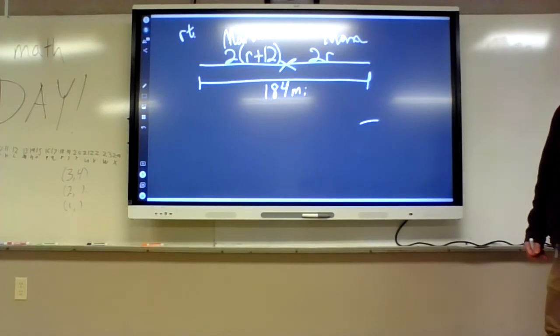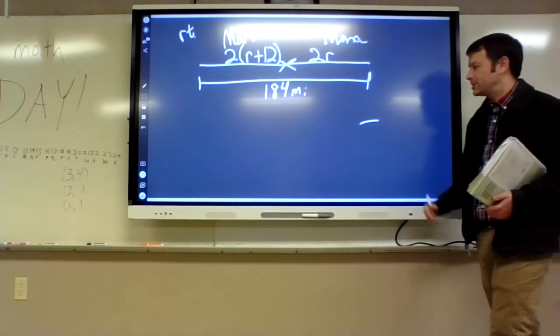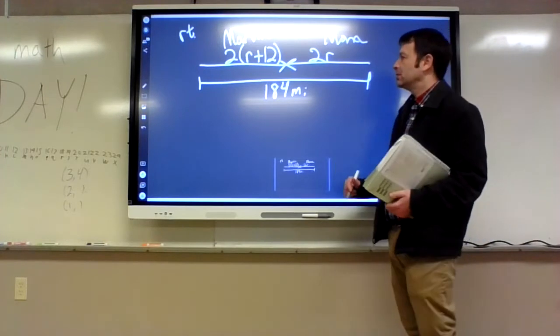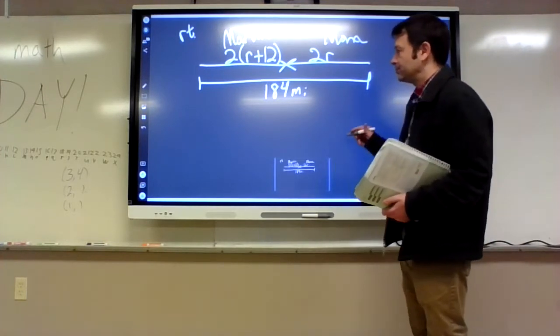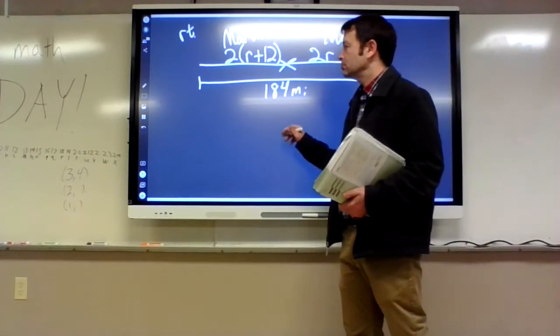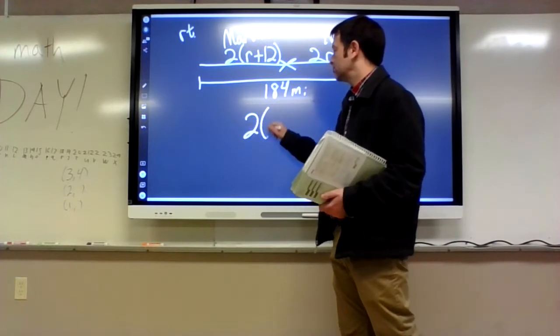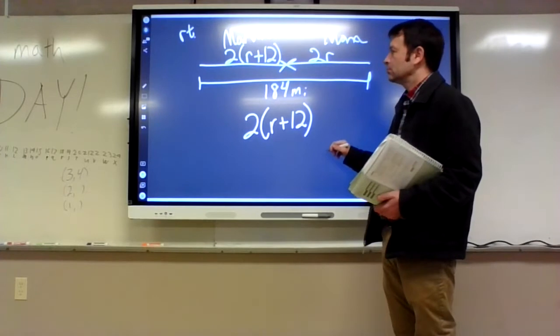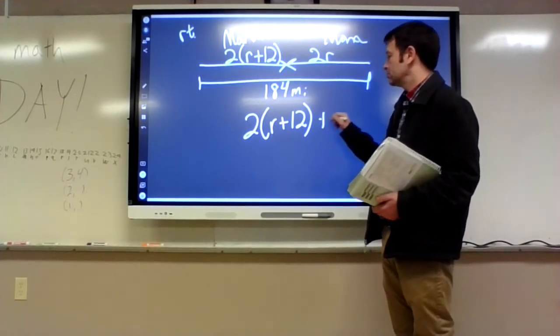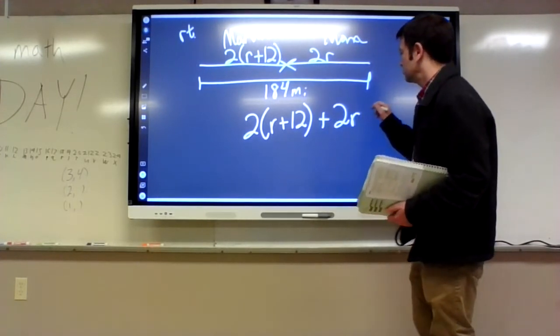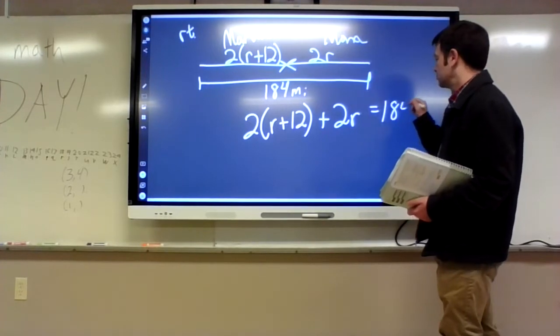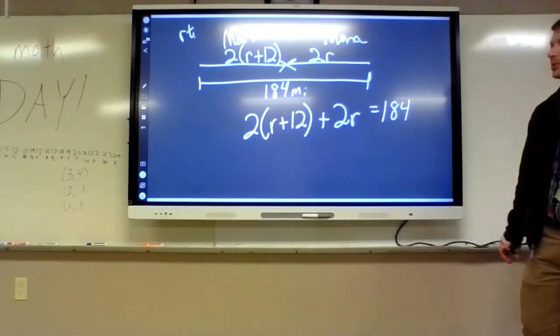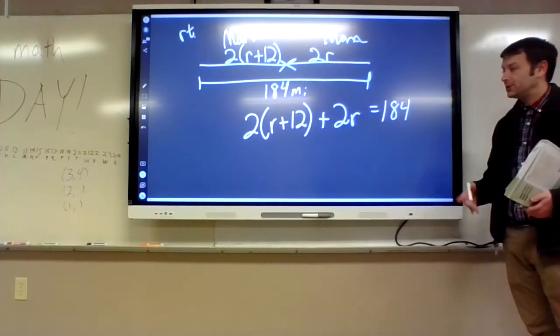Who can tell me what the equation will be for these three distances? What's the equation though? 12 plus 2R equals 180. Yeah, Martin's distance plus his mom's distance equals total distance.